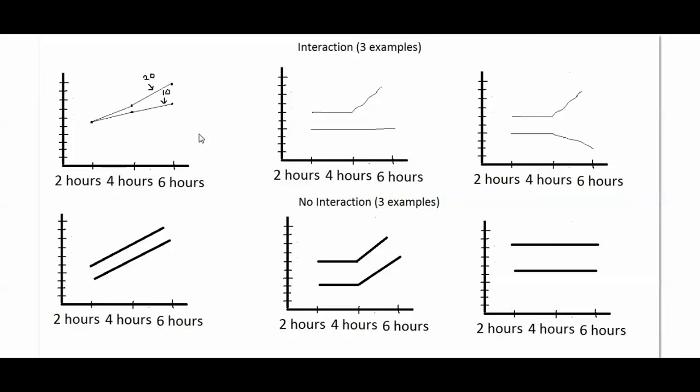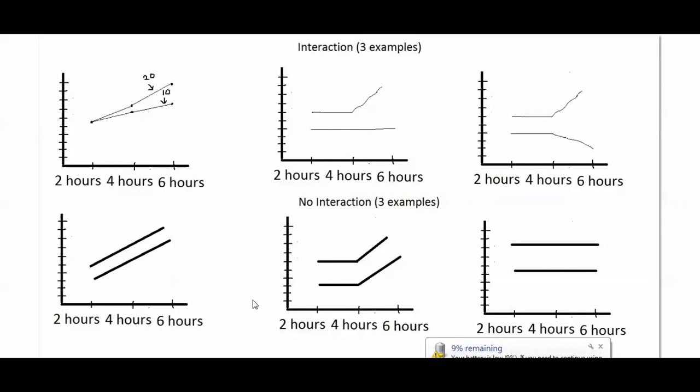These three graphs are examples of a 3x2 design with an interaction. Here the lines aren't parallel, so there's an interaction. Here they're not parallel, so there's an interaction. And here they're not parallel again, so there's an interaction. These three graphs are all examples of no interaction.